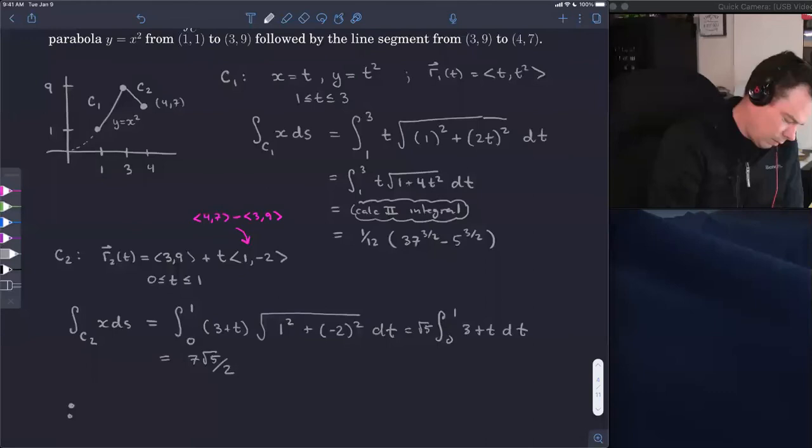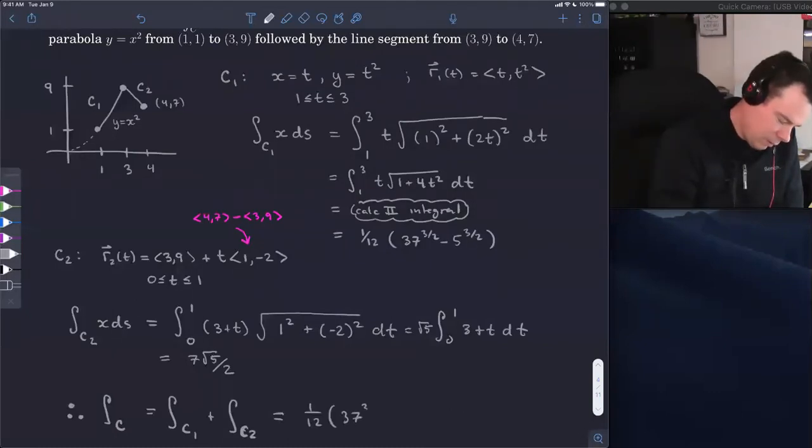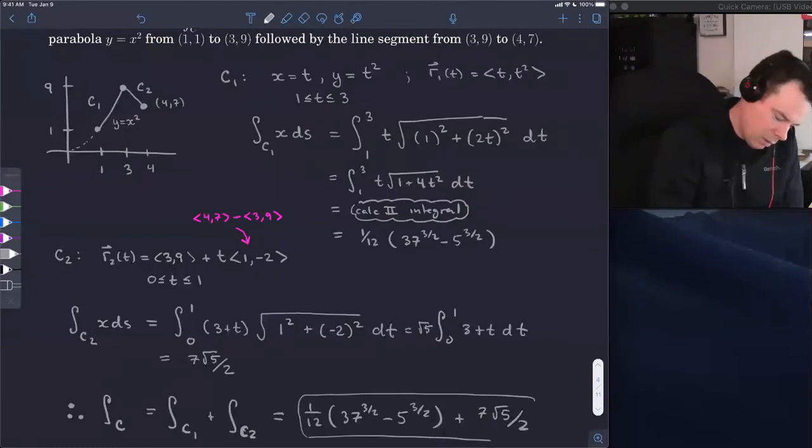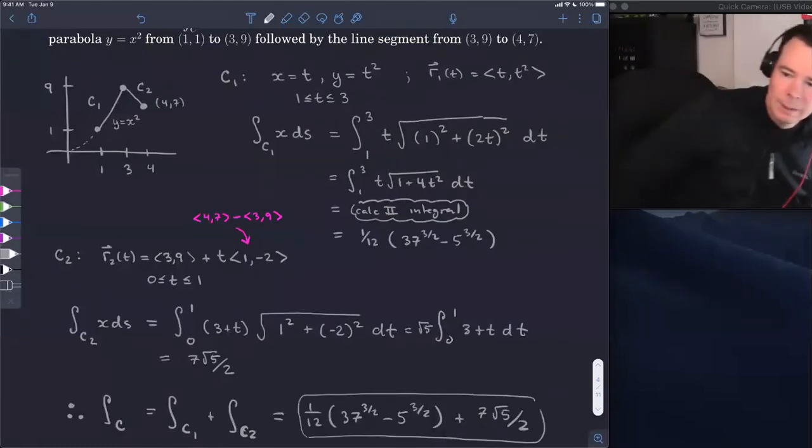And so bring these things all together, the integral over C is equal to the integral over C1 plus the integral over C2. And we just worked out those two values. So this gives us 1/12 (37^(3/2) minus 5^(3/2)) plus 7 root 5 over 2. So that would be our final value.